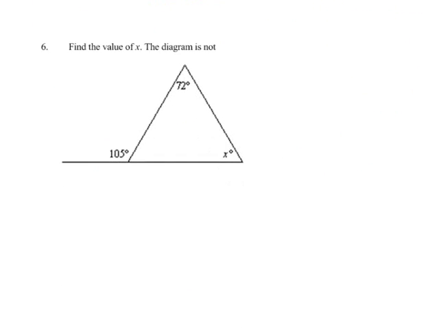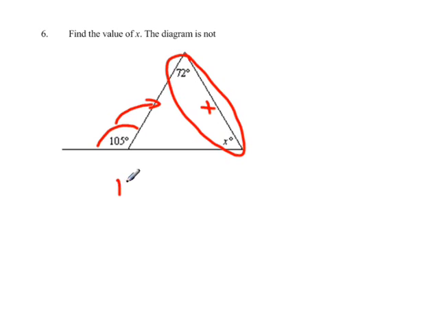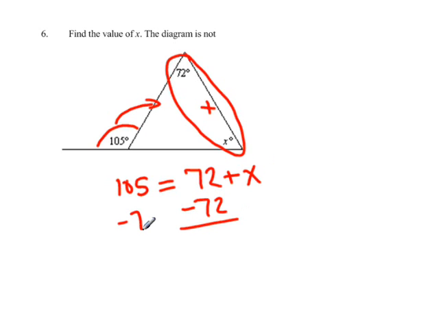And lastly, number 6, find the value of x. The diagram is not to scale. We just discussed the remote interior angles theorem, which means if I have an exterior angle of a triangle, it equals the sum of the 2 remote interior angles. So 105 will equal 72 plus x. So in order to solve for x, we subtract 72 from both sides. X is equal to 33.